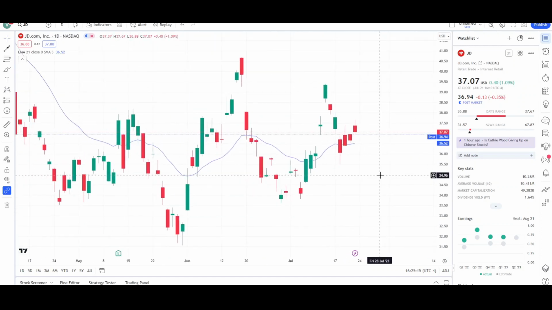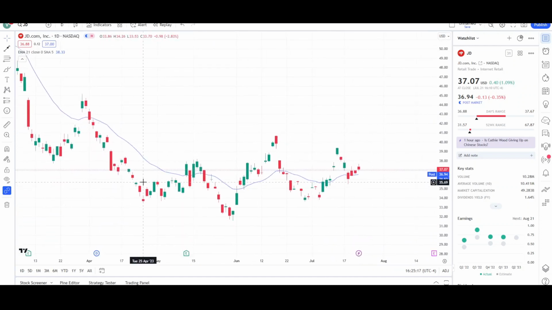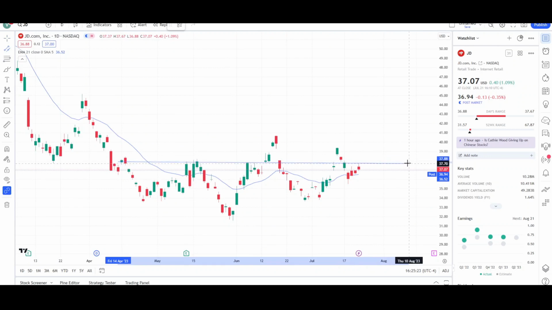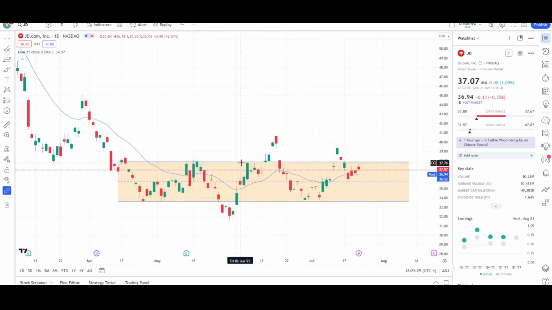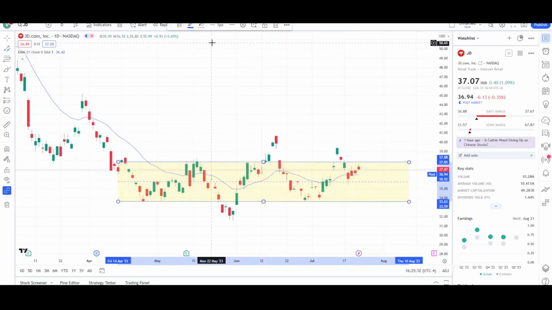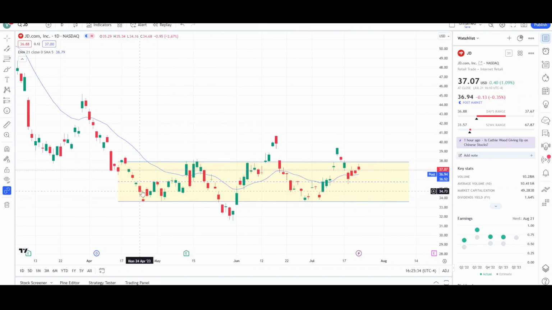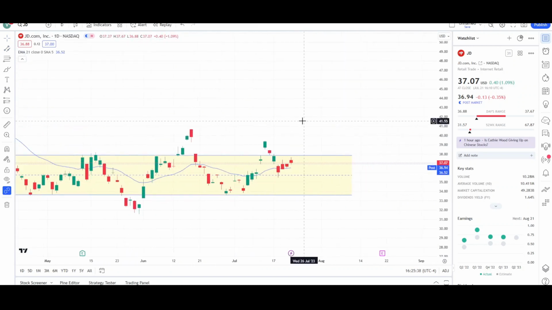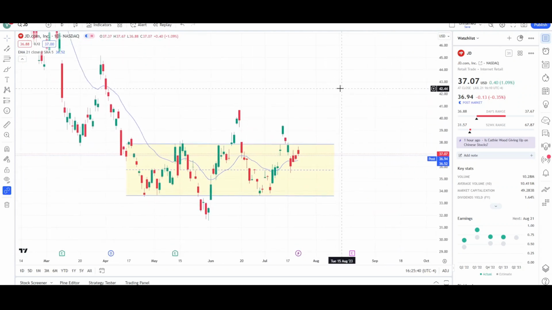So basically, JD's been going sideways since late April. And I can represent that sideways price action with a range. So it looks like the resistance is at the high 30s, support low 30s. So basically price is just going sideways and the EMA is flat. You can see how the EMA is not really pointing in any particular direction. It's just basically flat.